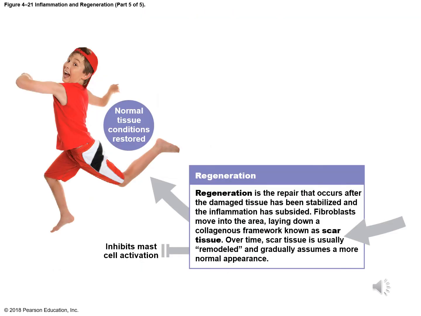After inflammation comes the regeneration. This is the repair that occurs after the damaged tissue has been stabilized and the inflammation has subsided. At this point, the fibroblasts, which are the fiber builders, will move into the area and lay down a dense collagenous framework. This is going to be scar tissue. This will be remodeled over time and eventually may assume a normal appearance. Fibrosis is the permanent replacement of normal tissue by a fibrous scar tissue. So if it doesn't resume the normal appearance, it has undergone fibrosis and you have a scar.